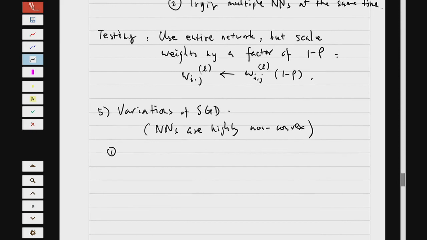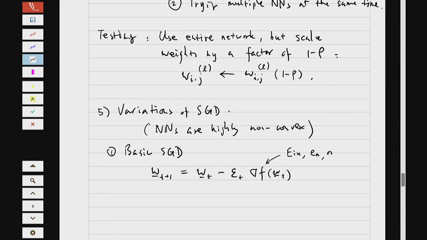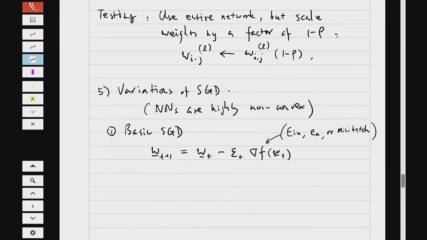So as a reminder, we have the basic SGD, of course. That says you update the weights of the neural network simply with a learning rate multiplying the gradient, the negative gradient to be more precise. And the gradient of this f depends on whether you do full batch, single point, or mini batch. Whatever f is, it doesn't matter. It's the same method, right?